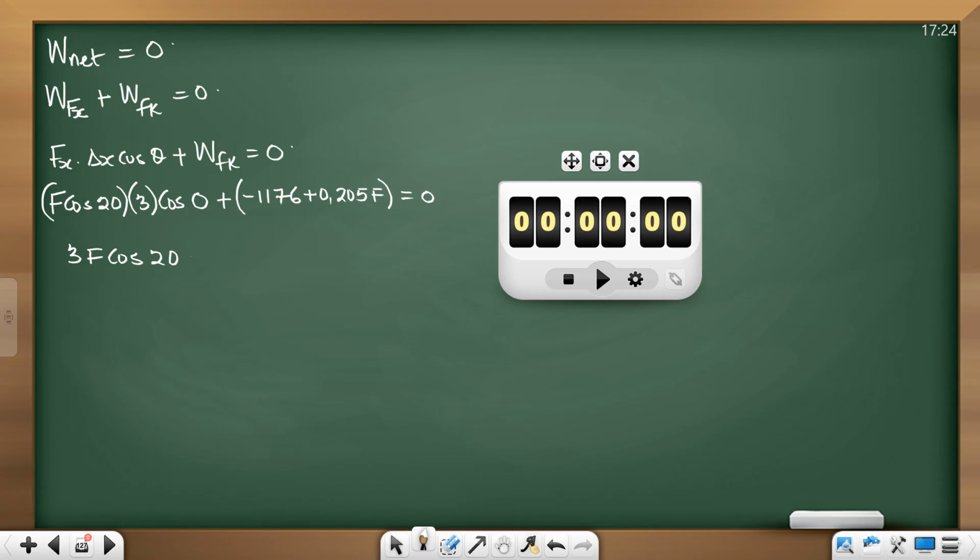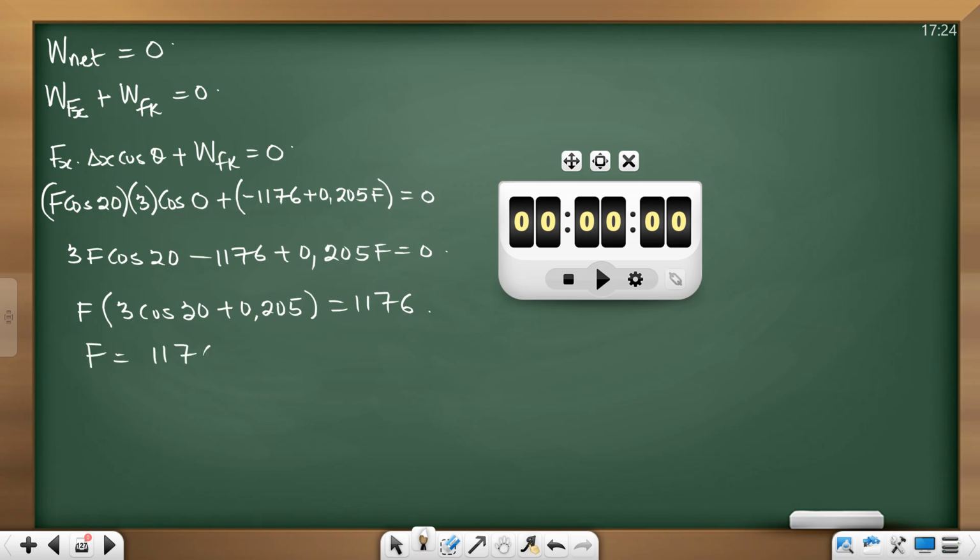3F cos 20 minus 1176 plus 0.205F. All right, let's move the 1176 over to the other side, and I see my F is common. Then what is my F? It is 1176 over 3 cos 20 plus that: 388.88. All right, there we go.